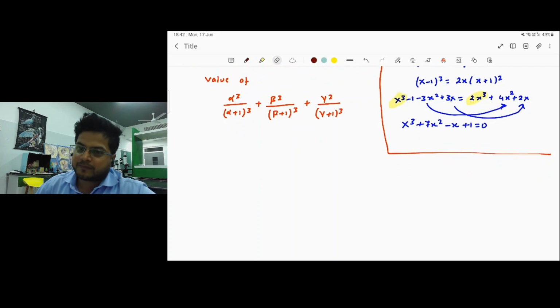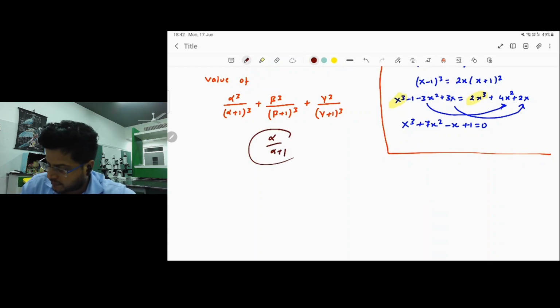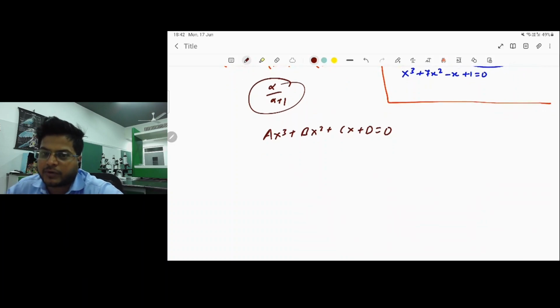So imagine by transforming the roots, I'm giving a task: you find me the equation whose roots are alpha by (alpha plus 1). So you'll be able to get me the equation, isn't it? Whose roots are alpha by (alpha plus 1). Now let us say that equation is ax cube plus bx square plus cx plus d equals 0. This is that required equation.